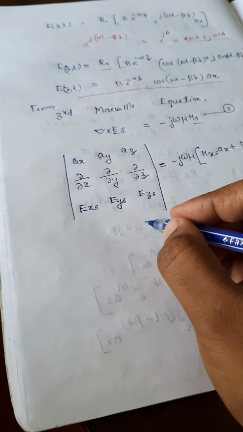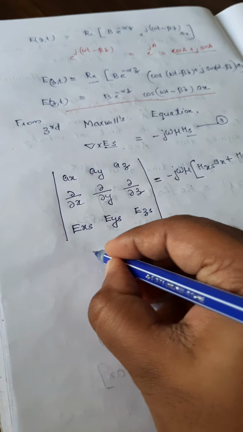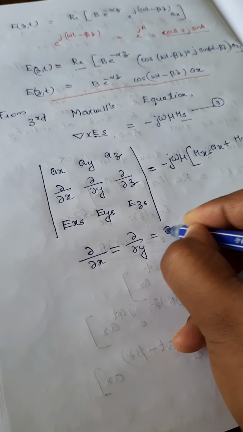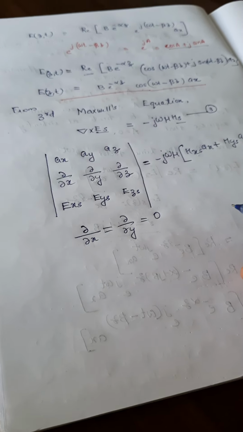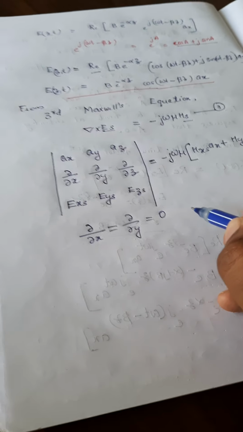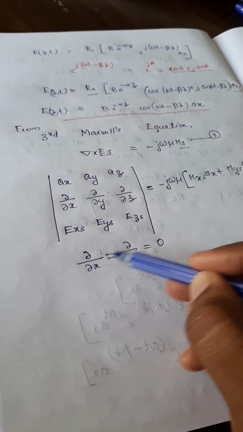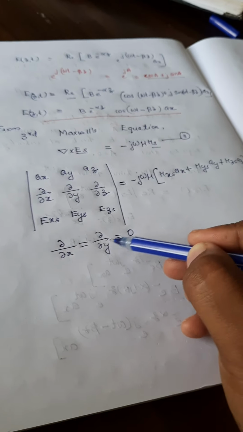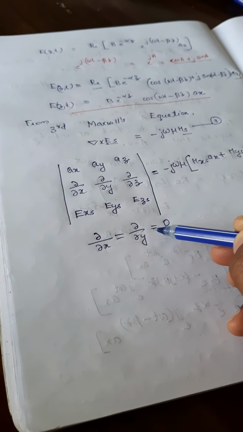And we already know that the wave is propagating along the z direction. So dou by dou x is equal to dou by dou y is equal to 0. The wave is propagating along the z direction, so the x and y components will act as constant and won't change. X and y components will not vary, so dou by dou x and dou by dou y will be 0.